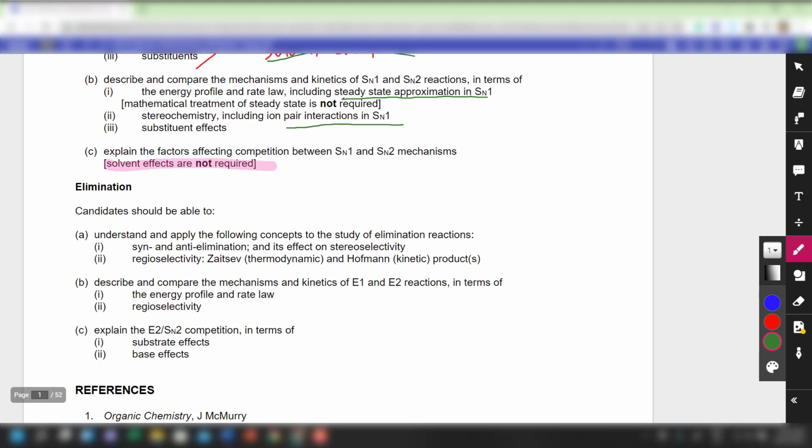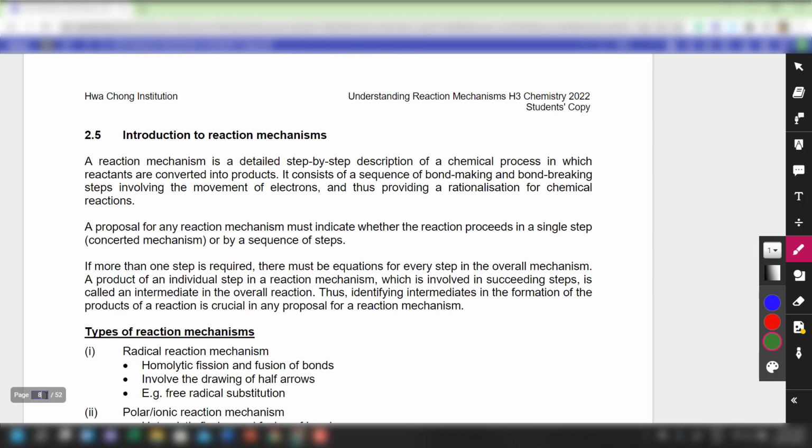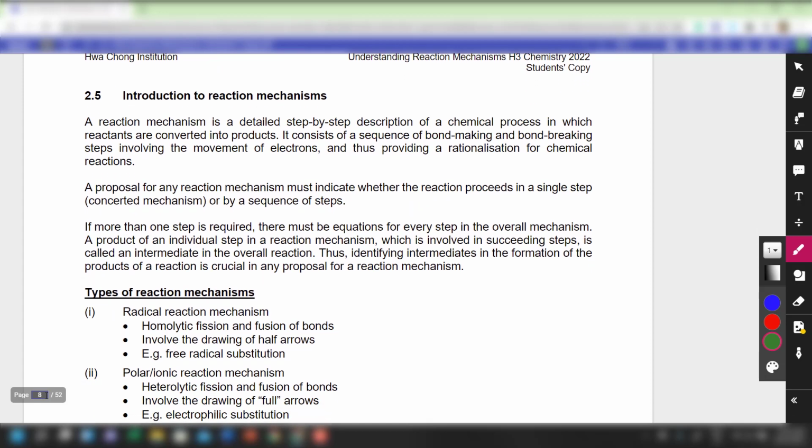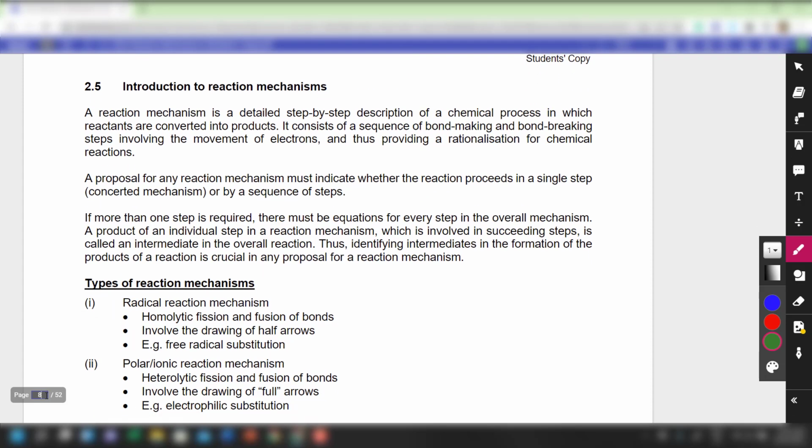So without further ado, I will move on to talk about the mechanism aspect, which is from page 8 onwards. If you could flip over to page 8, I will talk about page 8 to about page 15, briefly just run you through some of the main ideas. I'm not going to go through with you page by page like what I normally do for H2, but I just want to show you some of the broad ideas and some of the mistakes which you shouldn't be making.